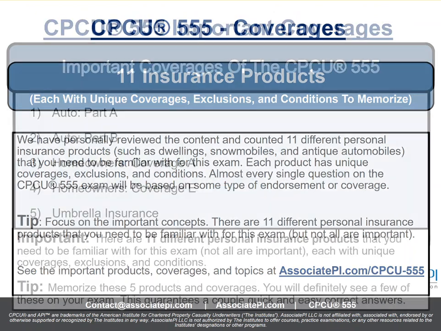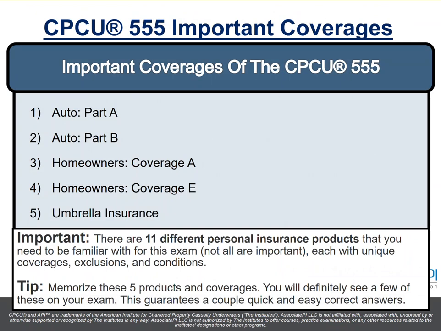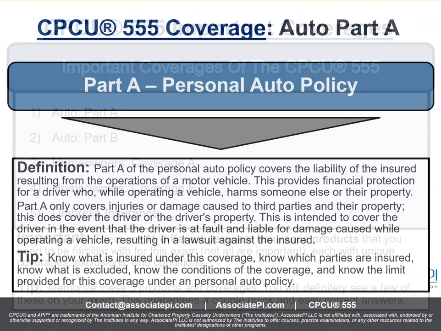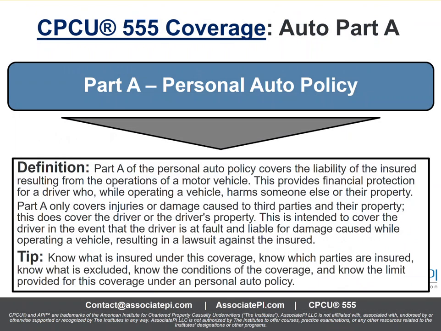So we're going to go over some of the most important coverages. These are the 5 that we're going to cover. Remember, there's a ton of them. These are just the 5 that we recommend you memorize right off the bat, because they're very important. We're going to go over auto insurance part A and part B, homeowners insurance coverage A and coverage E, and umbrella insurance. So let's get into the 5 coverages that we recommend you memorize.